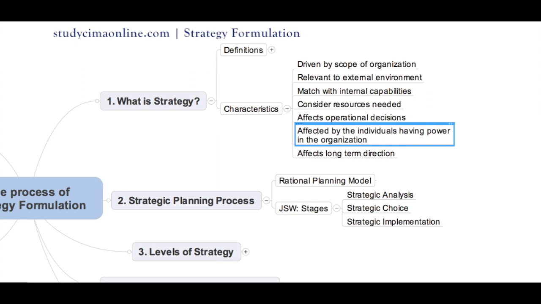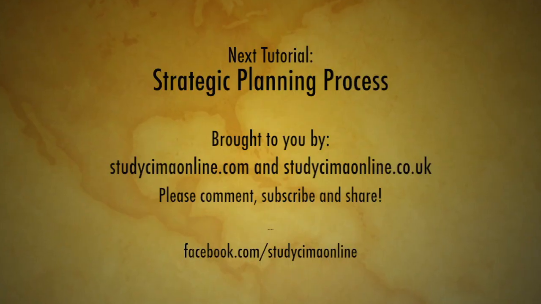Number 6. The strategies are affected by the individuals having power in the organization. This is because any party who has the right to influence the decisions of the business can influence the strategies of the business as well. Number 7. Affects long-term directions. As any strategic plan intends, the strategies should be directed towards long-term success of the business. And this is the end of the initial tutorial about the strategy formulation.